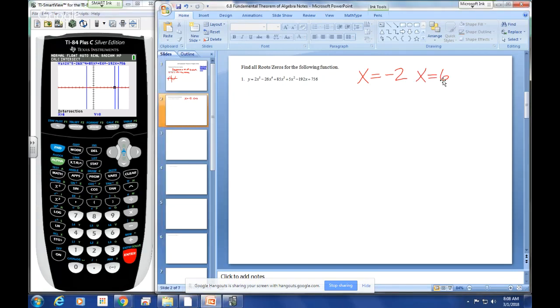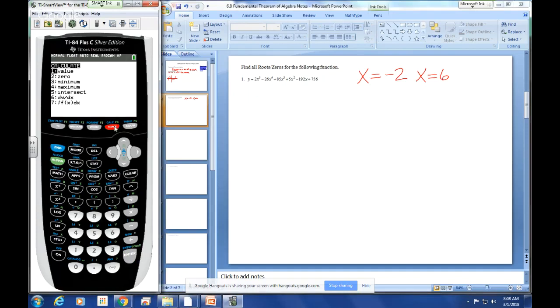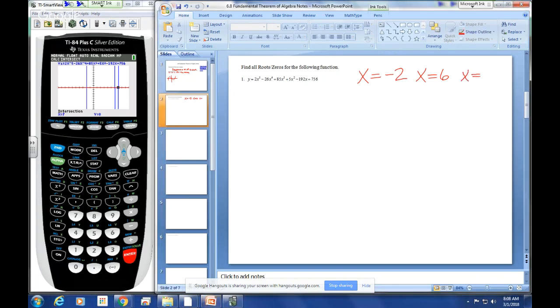And then I do it again, second calc intersect. I got to get my cursor next to the last one here and hit enter until it says intersect. X equals 7. Any questions about that? Okay, hold on one second.